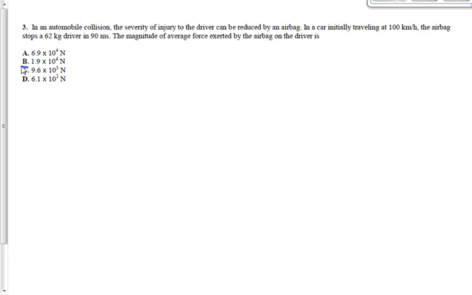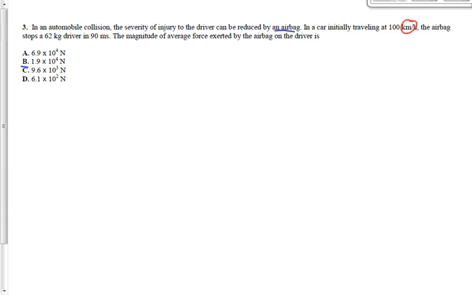It says, in an automobile collision, the severity of the injury to the driver can be reduced by an airbag. We talked about that a little bit, right? Increases the stopping time, decreases the force. The car initially traveling at 100 kilometers per hour, hey, I want to draw attention to this. That's something that's not normal. Okay, we don't want kilometers per hour. That's an easy place to make a mistake. I might forget to convert that to meters per second later on. I spotted it. I'm going to circle it in red to draw attention to it.